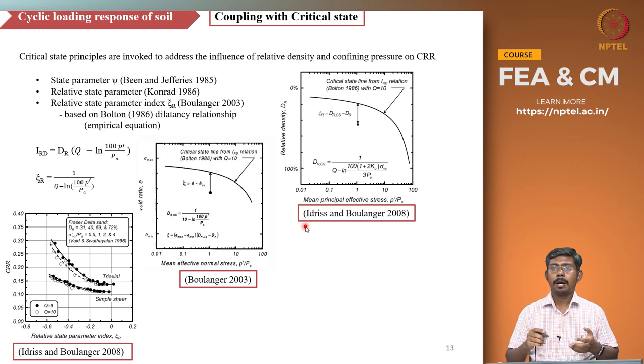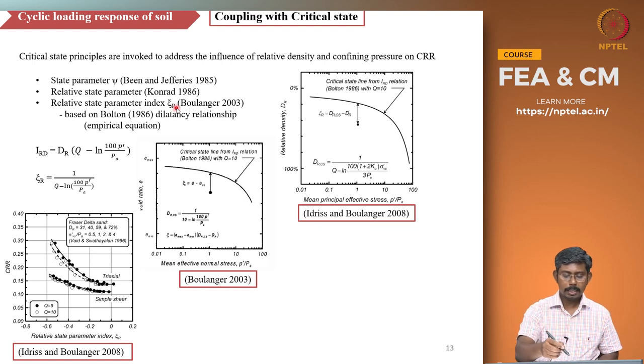So in order to represent the stress dependent behavior of sand, it is necessary to invoke the principles of critical state. The main feature of critical state is that it enables us to use a single set of model parameters to represent the soil behavior over a range of initial states, that is at different relative densities and confining stress. The critical state begins with the state parameter. It is the difference of current void ratio from the critical state void ratio. Here the relative state parameter index is focused, which is based on Boulton's dilatancy relationship.